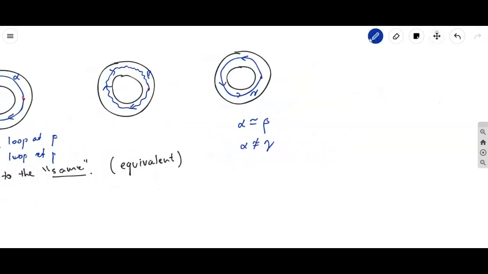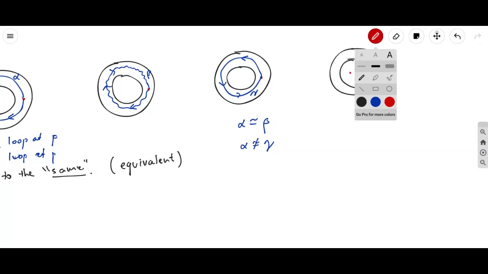Another example of a loop that would be different is, let's say we had a picture that went like this. Let's say this was our point P, and let's say our loop went like that. Let's call that delta. Notice each of these loops, they go around the hole in the middle. This one does not go around the hole. And since this is topology, we can deform objects. We can move them around.